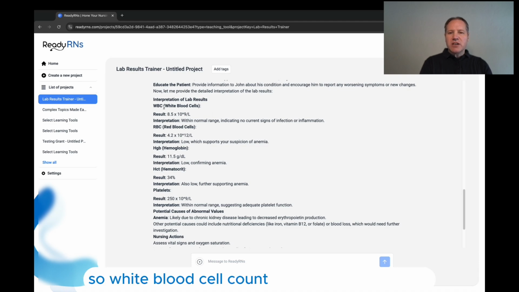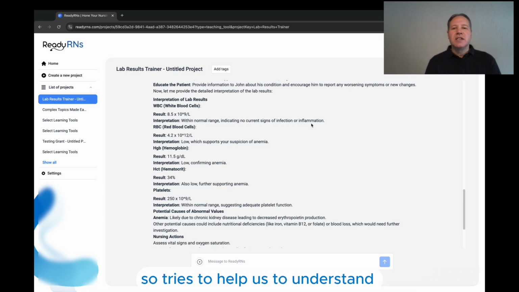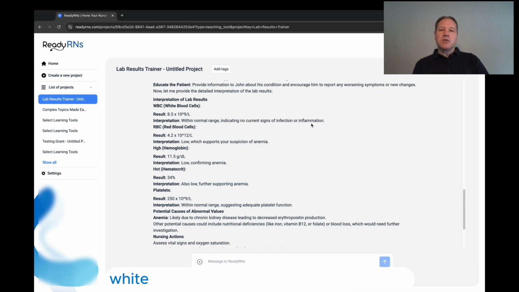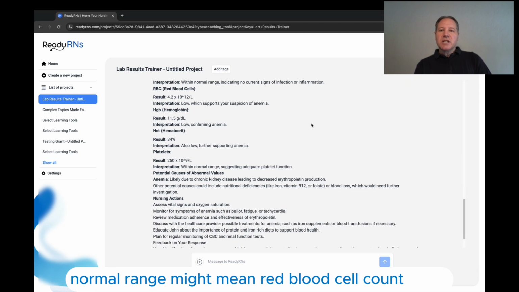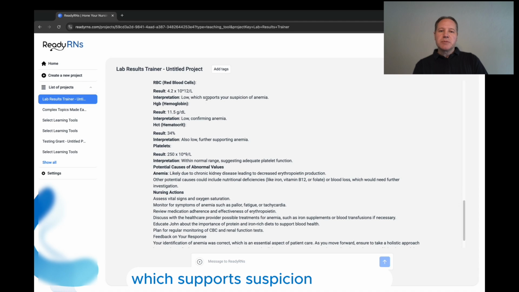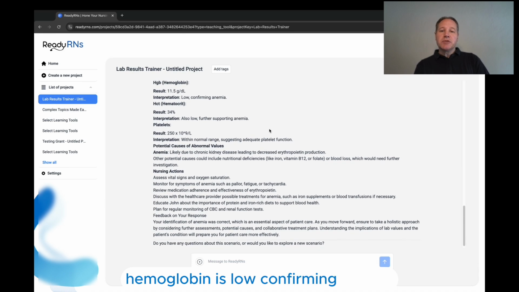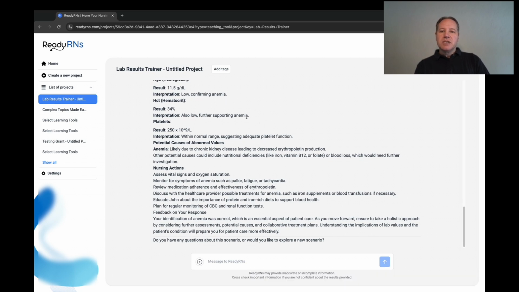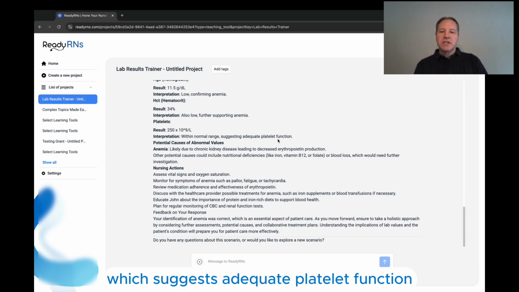So white blood cell count is within normal range. No current signs of infection or inflammation. So it tries to help us to understand maybe what a white blood cell count that's out of the normal range might mean. Red blood cell count is low, which supports suspicion of anemia. Hemoglobin is low, confirming anemia. Hematocrit, also low, supporting anemia. Platelets within normal range, which suggests adequate platelet function.